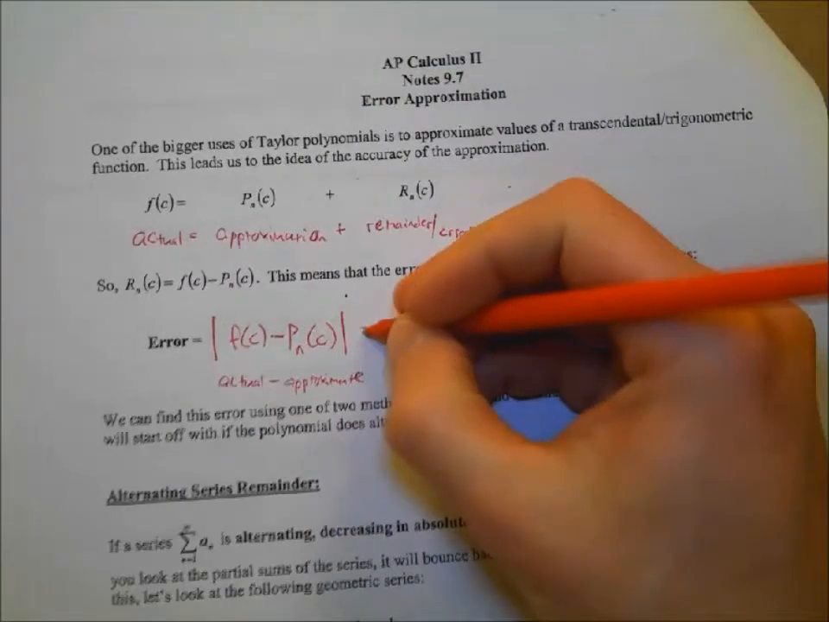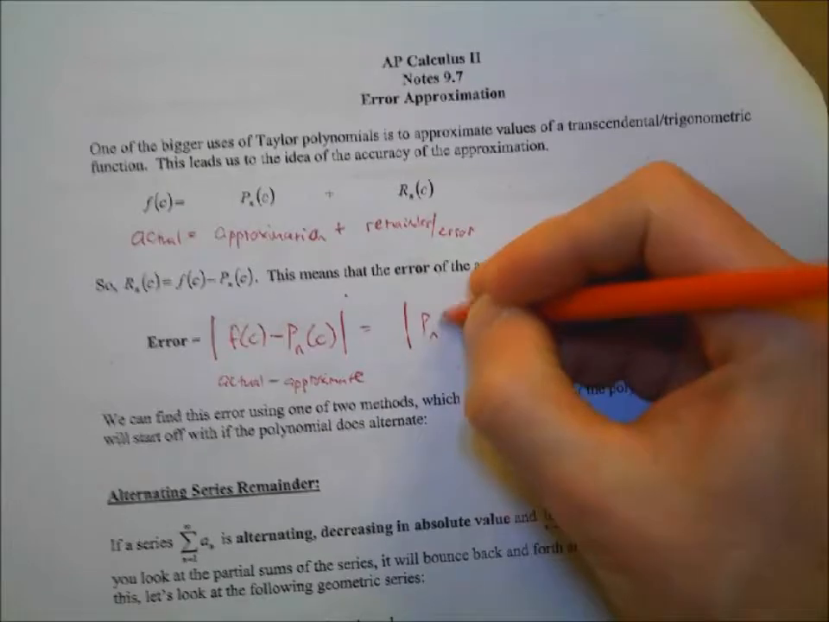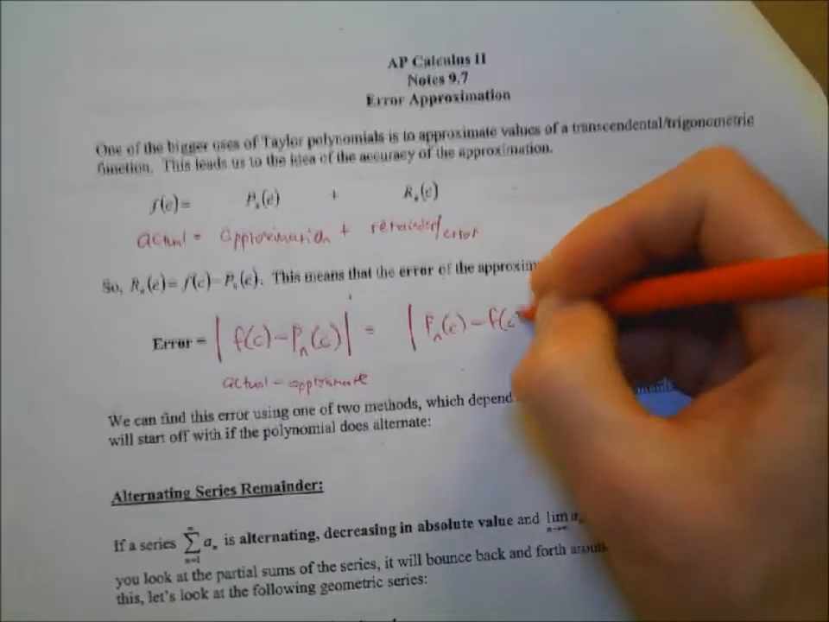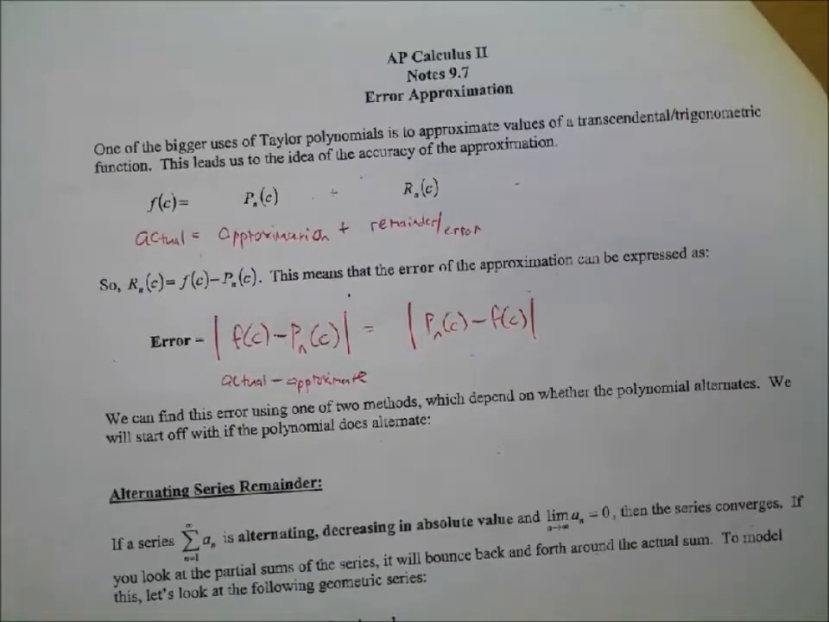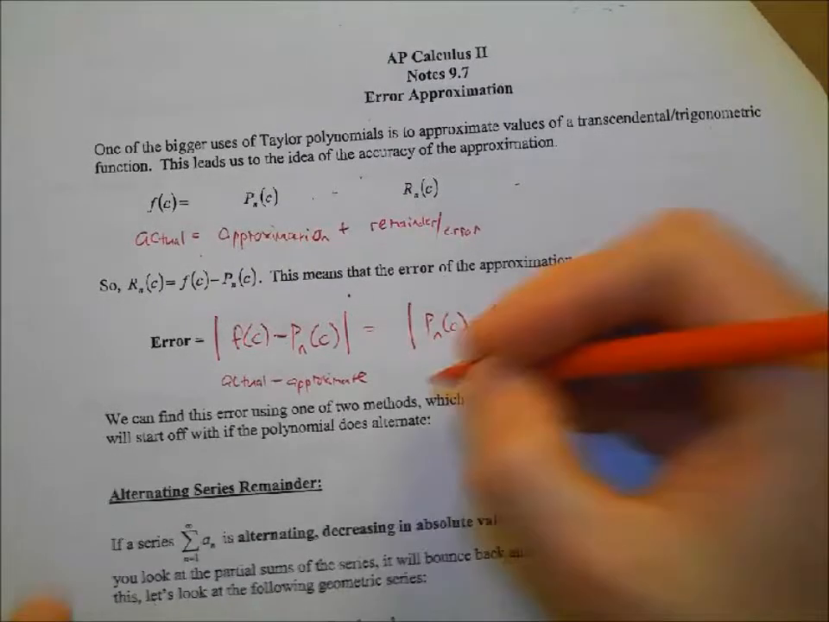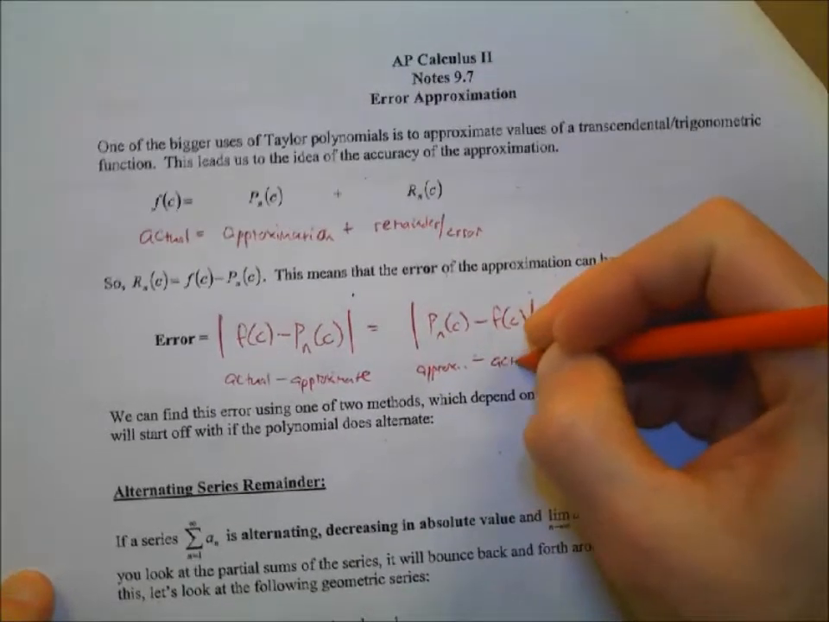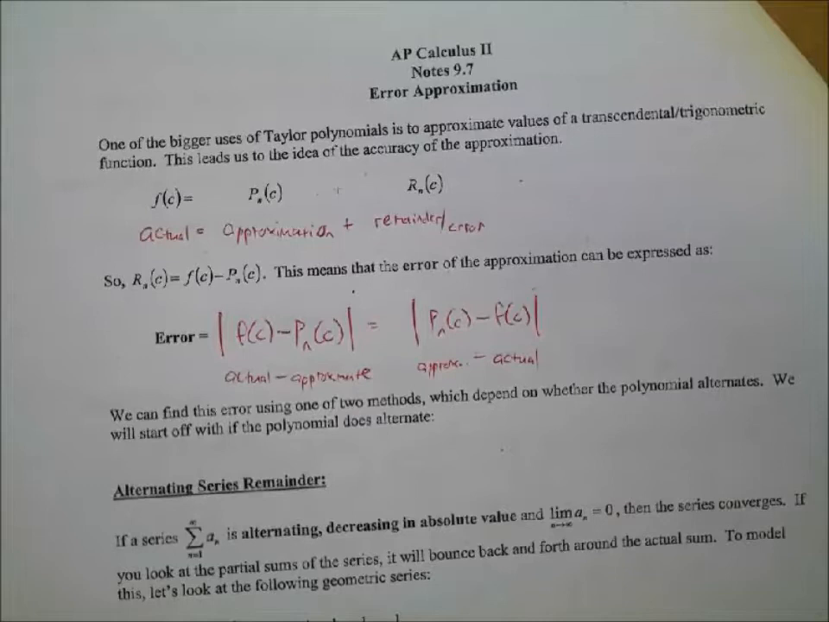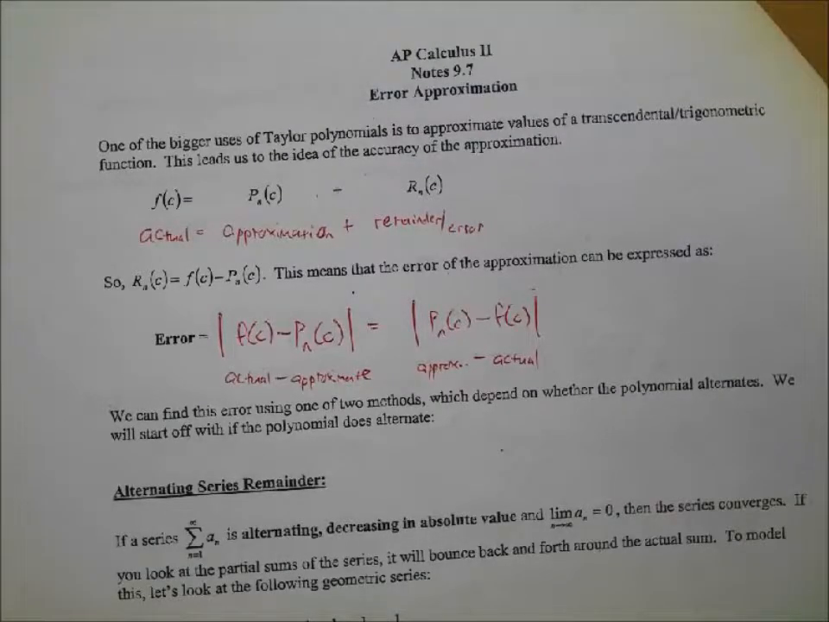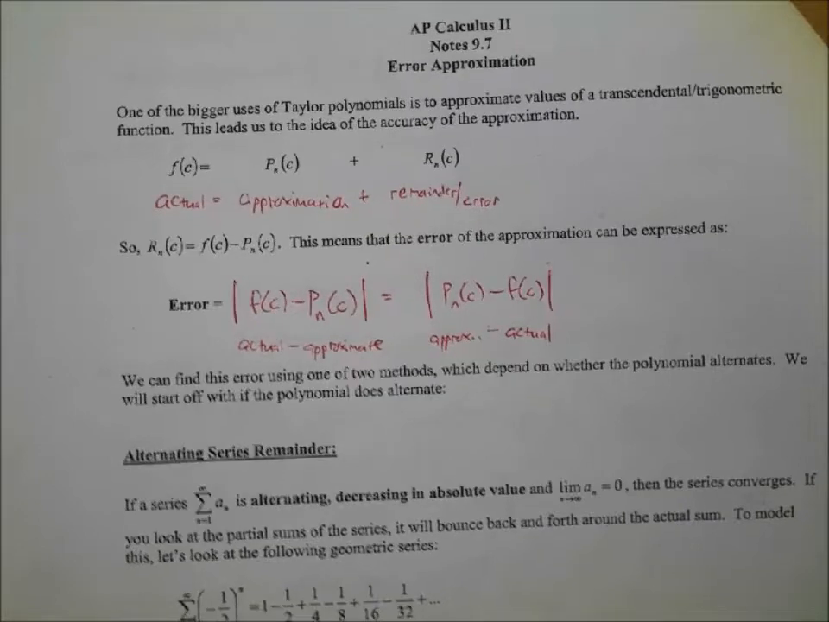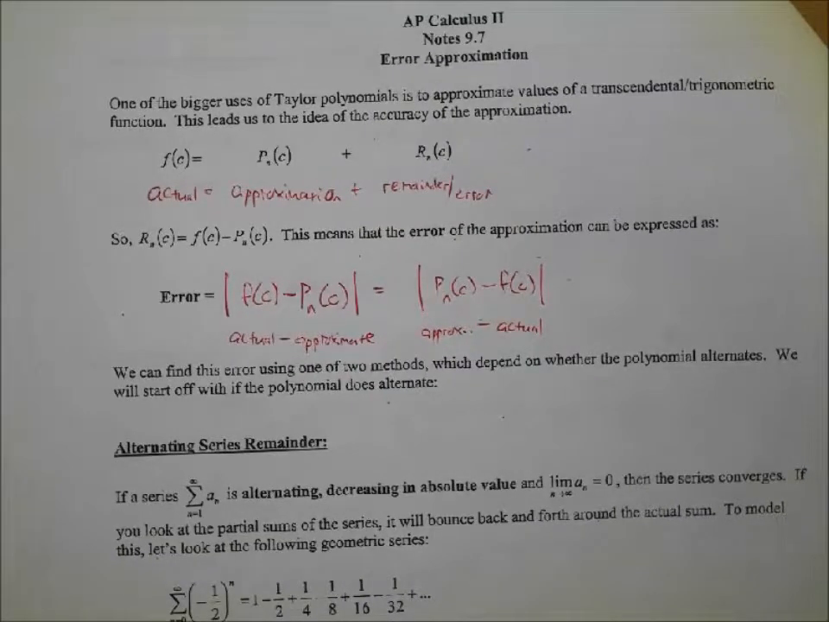Now, with the absolute value in there, we could just as easily say p sub n of c minus f of c. That's going to be the exact same value. If you switch the subtraction around, because you're in absolute values, it's still going to keep the same value. Since we're taking the absolute value, you can switch the positions and you still have the same value. But that's our error, how much we are off by.